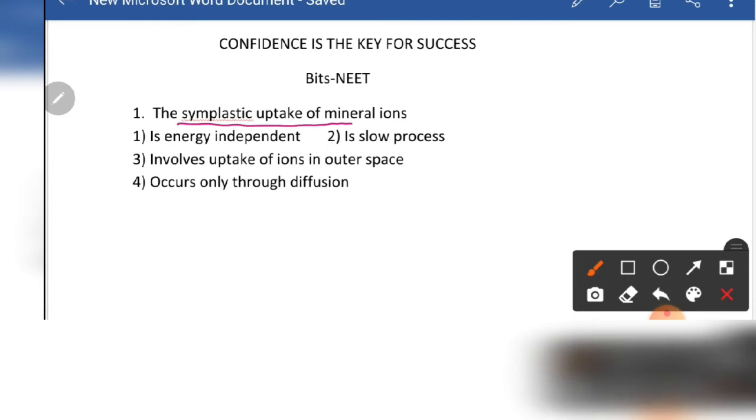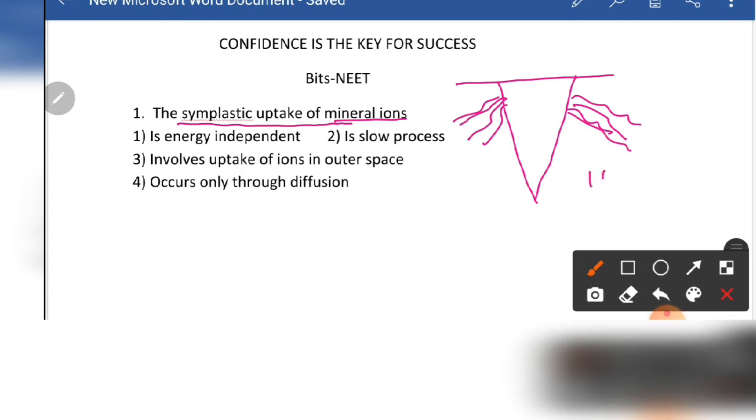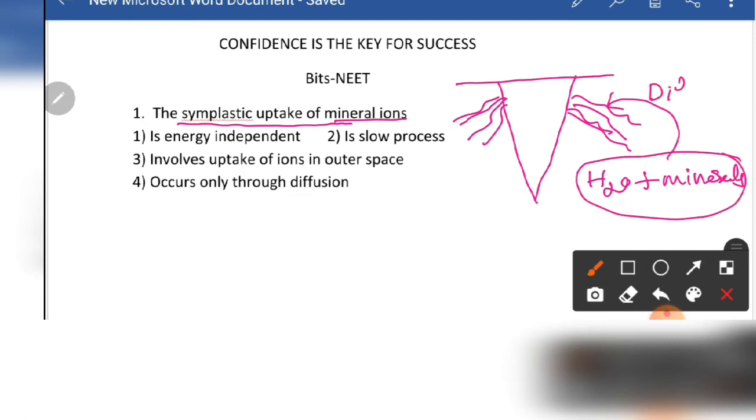The symplastic uptake of mineral ions. This is the surface of the soil. From the root, in the root hair region, there are numerous root hairs. The root hairs absorb water and minerals from the soil. The absorption is done by a diffusion process. Now the substances like water and minerals will be present in the outermost layer of the root. They need to be transported to the centrally located xylem by two methods, the symplast method and the apoplast method.